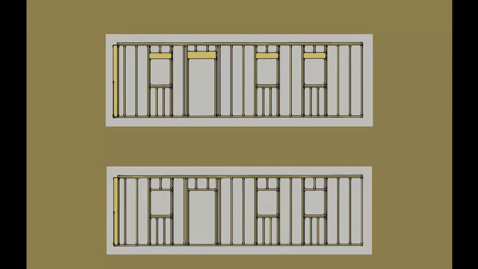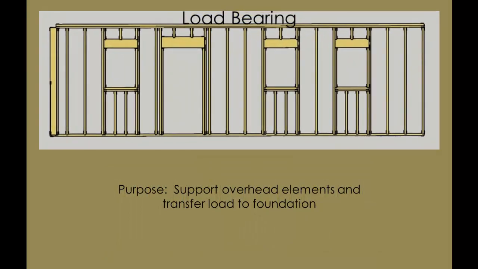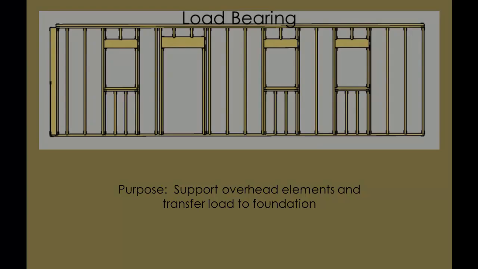In light frame construction, there are two types of walls. While their composition is very similar, fundamentally they are quite different. Load-bearing walls are designed to provide structural support. In other words, they carry the load from overhead elements such as another floor level or a roof structure.